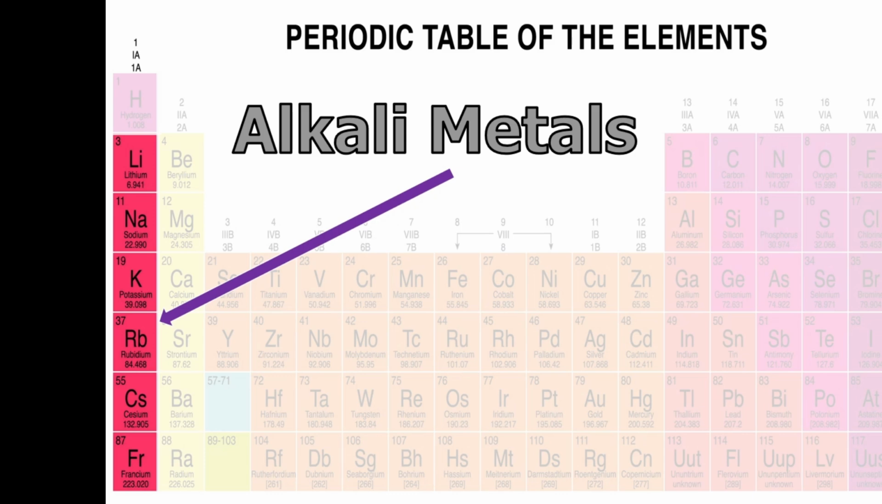All the elements in Group 1A are part of the alkali metals. The exception to this is hydrogen. It is not a member of this group. The only reason hydrogen is in 1A is because it only has one valence electron.